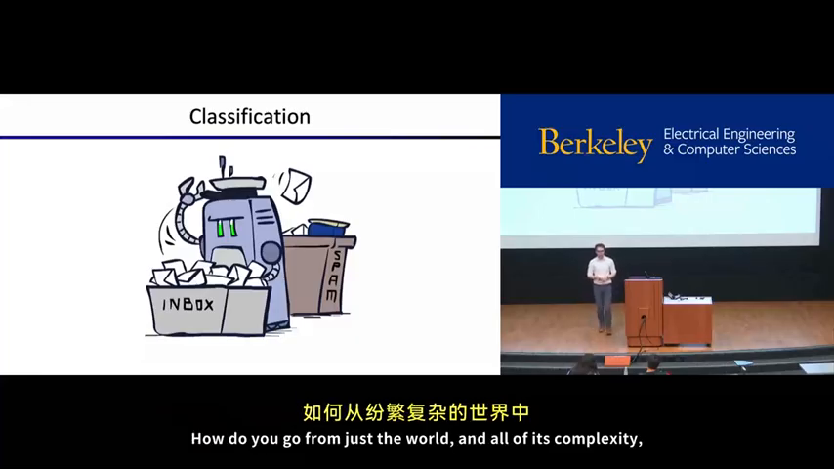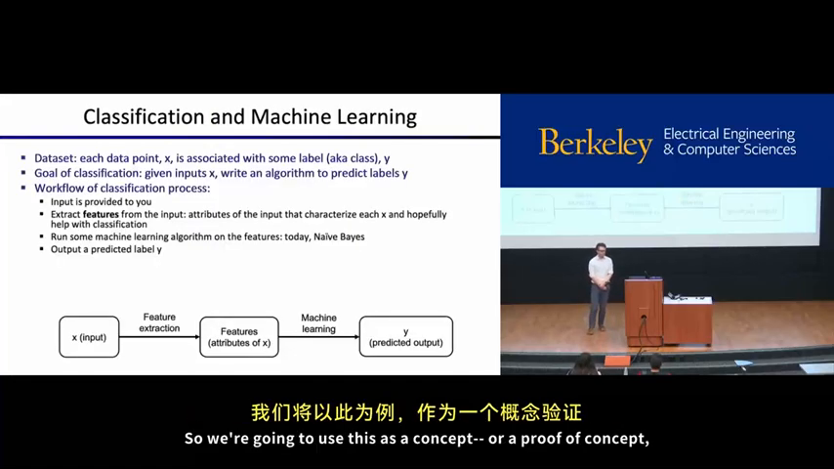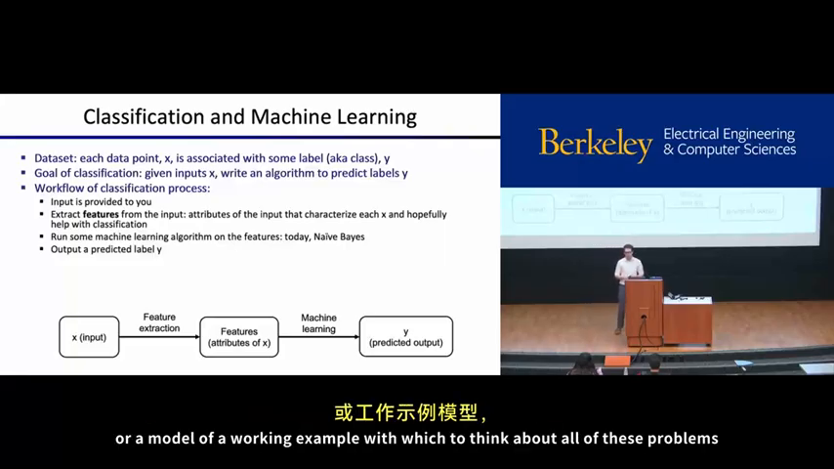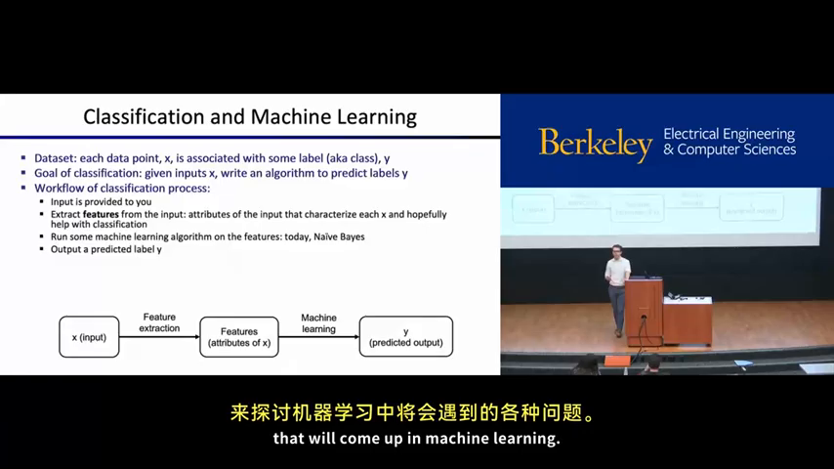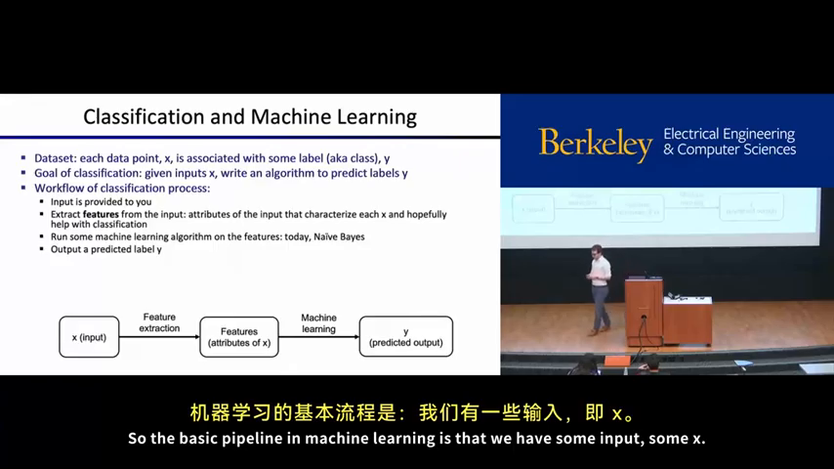How do you go from just the world and all of its complexity to a model that can do this spam classification task? We're going to use this as a proof of concept, a working example with which to think about all of these problems that will come up in machine learning. And then we'll generalize to more complicated models as we go. So the basic pipeline in machine learning is that we have some input, some X.